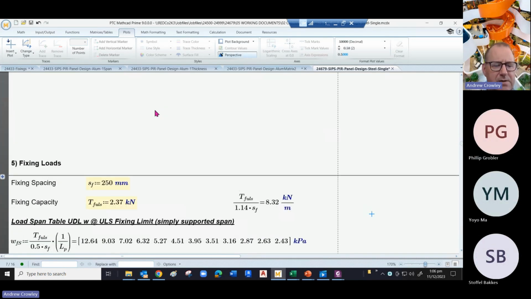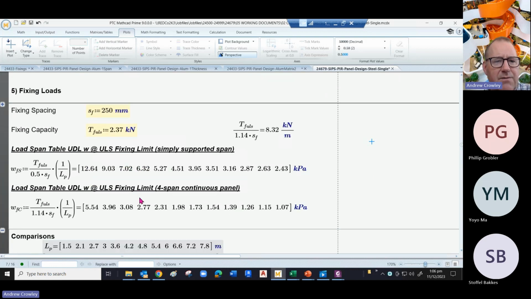We're looking at fixing loads. We have decided that our fixing spacing is going to be 250 millimeters. Our fixing capacity is 237 kilonewtons. So from that we can derive our limits on the fixings. So for simply supported fixings, it's only half the full load. So therefore we can get the load before fixing failure as 12.64 for the shorter spans, and then up to 2.43 for the longer spans.